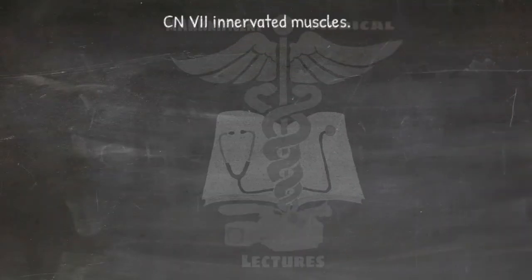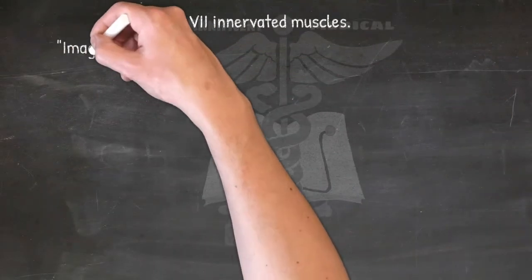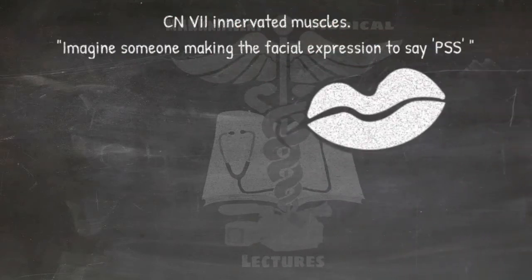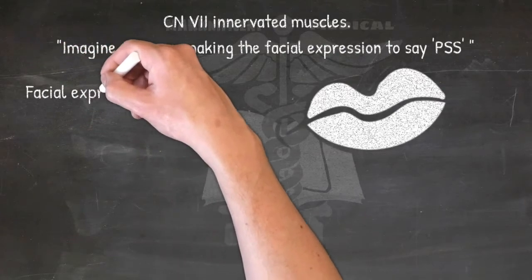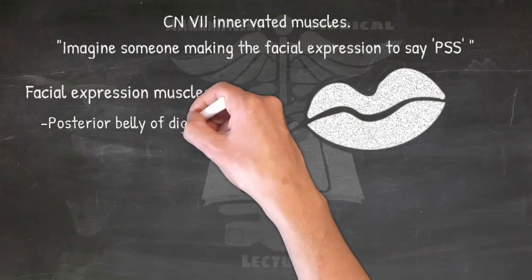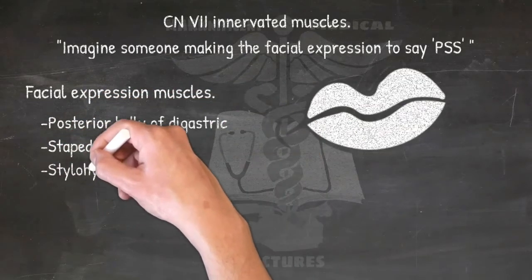CN7 innervated muscles. Imagine someone making the facial expression to say PSS while whistling. Facial expression muscles, posterior belly of digastric, stapedius, and stylohyoid.